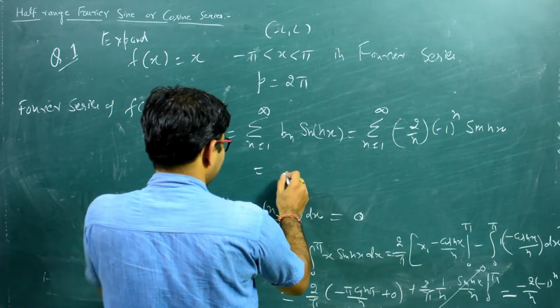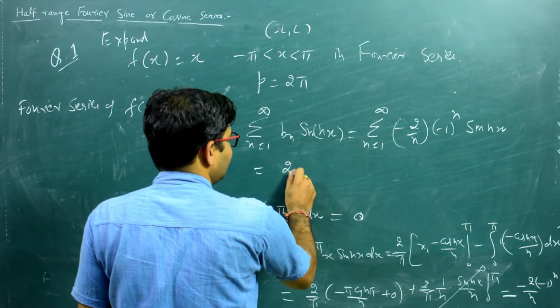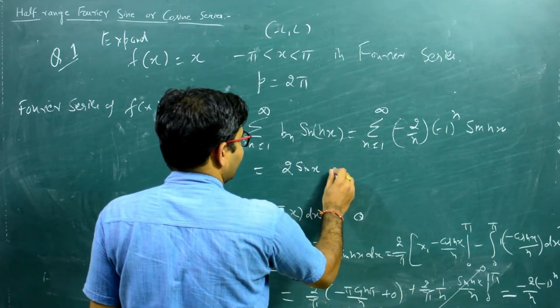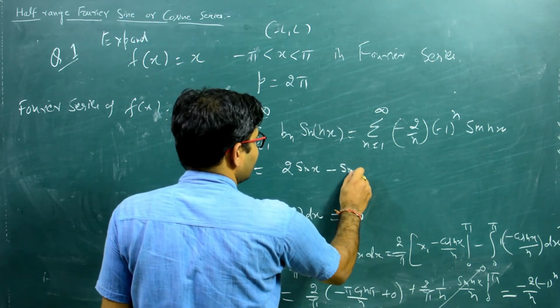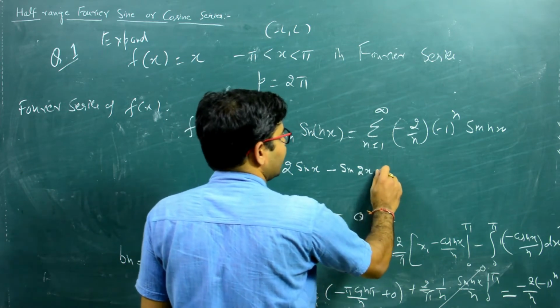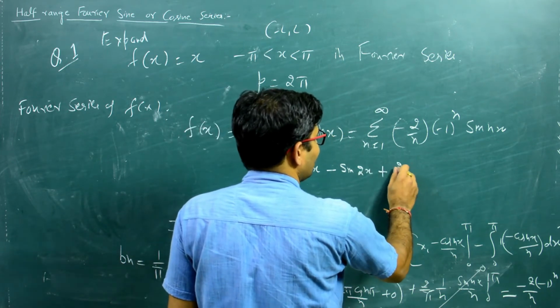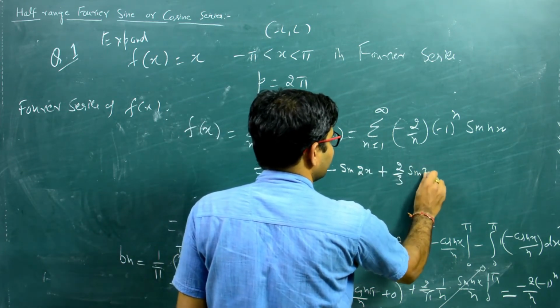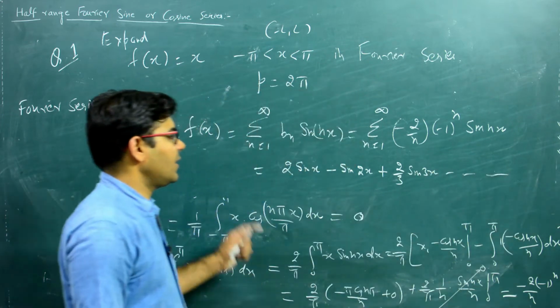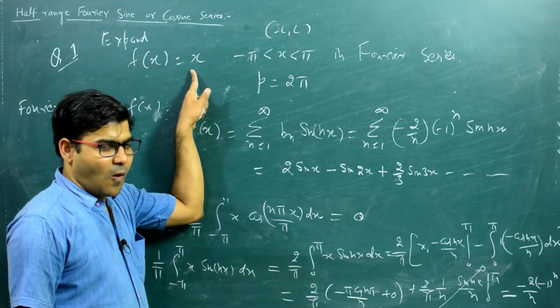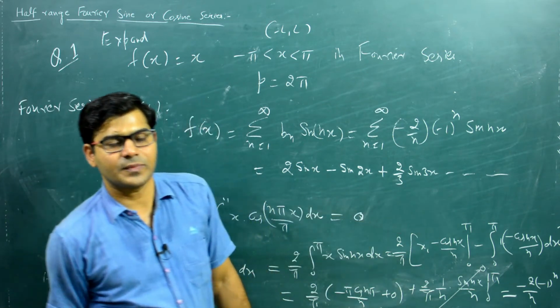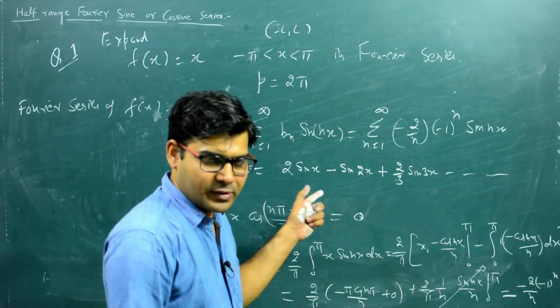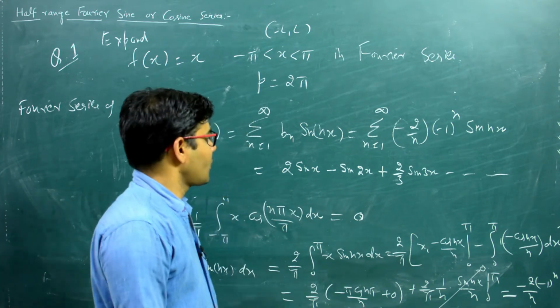which is equal to, for n equal to 1 case, it is 2 sine x. For n equal to 2 case, it is minus sine 2x. For n equal to 3 case, it is plus 2 over 3 sine 3x, and so on and so forth. So we find that since f(x), which is equal to x, was an odd function, we find only the sine terms in the expansion of the given function f(x) equal to x.